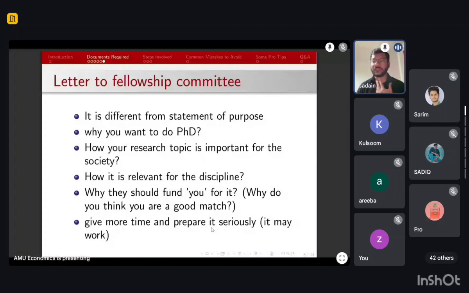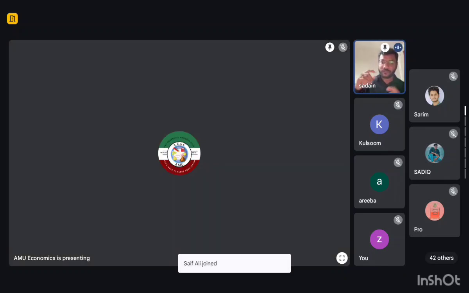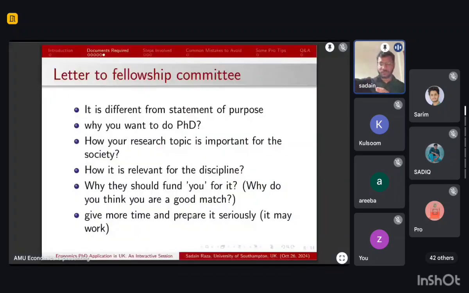He is the person who is responsible for managing the fellowship, and then he will send it to someone else. So you should be addressing different people, like the manager of the fellowship committee, or maybe someone who is a little bit trained in economics and managing. These are the things that are important actually.